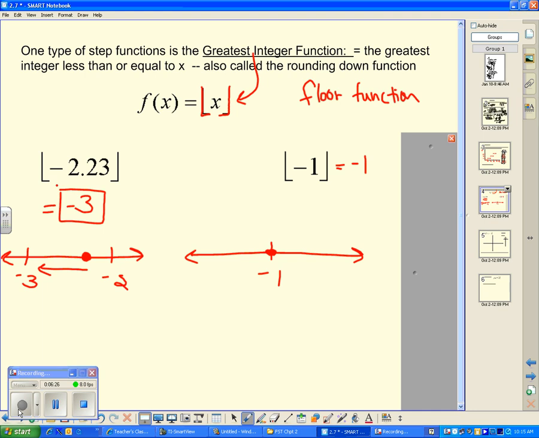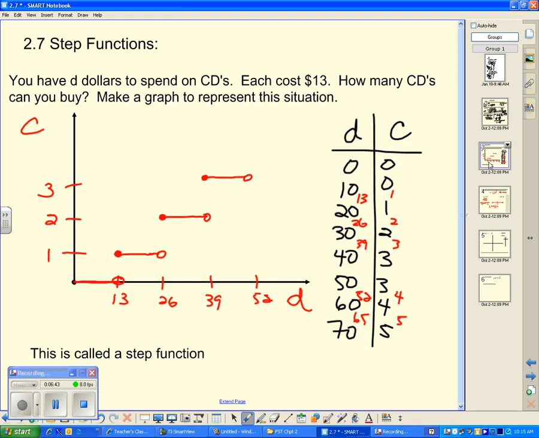Okay, positives are a little bit easier than negatives. What about this? What's this? Just 4. Okay, so let's go back to that graph that we did before and figure out if we can find a function that fits this.